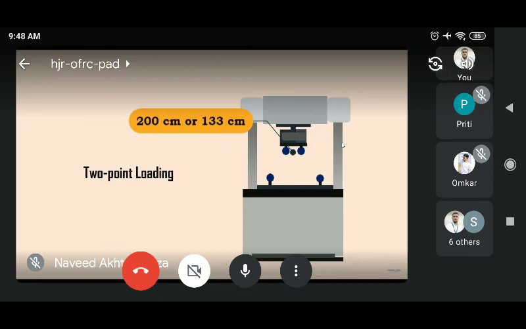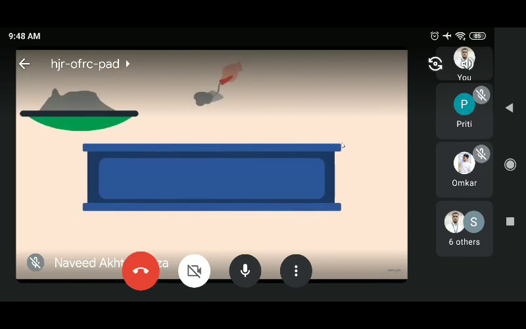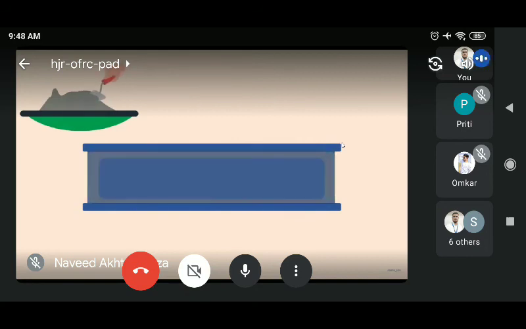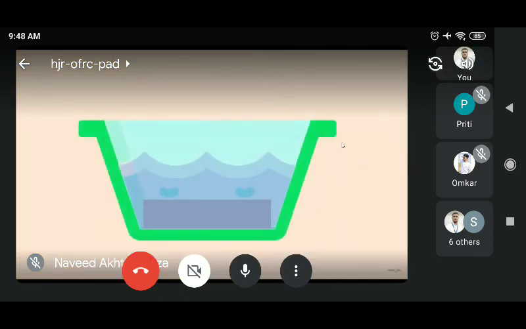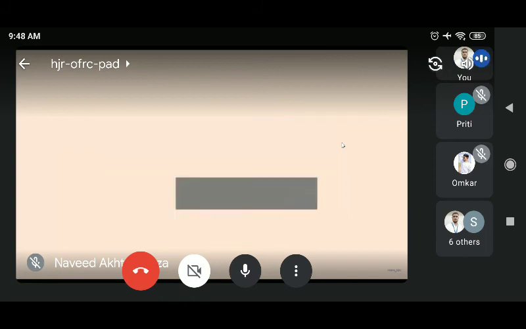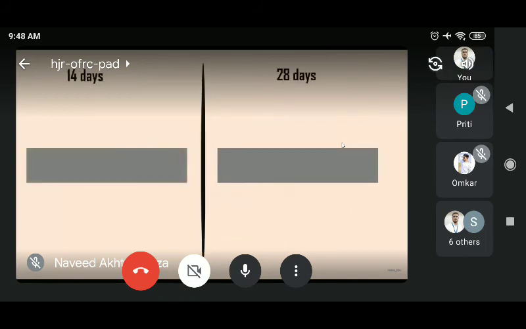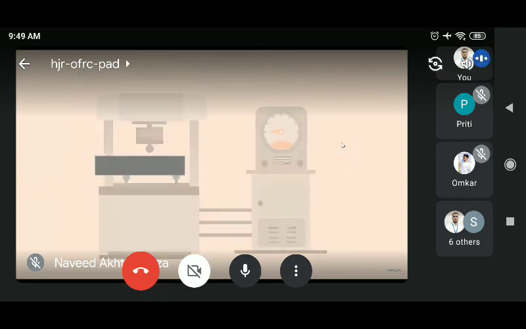For third point loading, we can apply it by two rollers. The beam mold is filled in three layers, tamping each layer by 25 blows during the casting of the beam. You have to put the specimen in the water for curing at a temperature of approximately 27 degrees Celsius. Depending on the test age, 7, 14 or 28 days, you have to keep it in the water for curing.